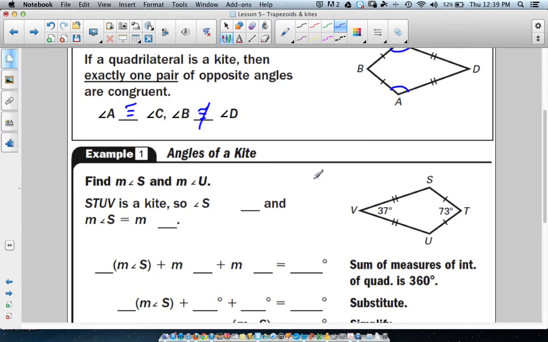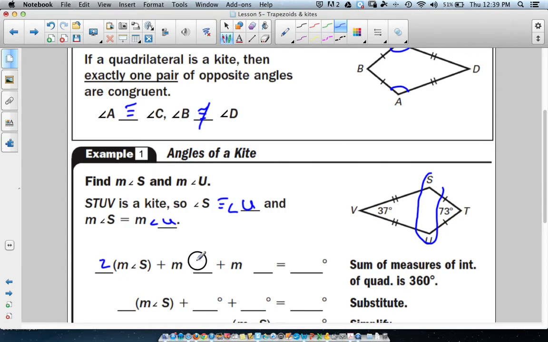To give you an example right here, find the measure of S and U. STUV is a kite, so angle S and angle U are congruent, and measure of angle S is equal to measure of angle U. That's all we have to do. So let's do an example here. These are the same, so we can call them the same. So we can call measure of angle S 2x, so let's do it that way.